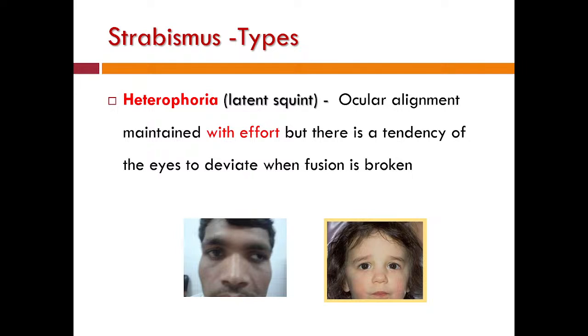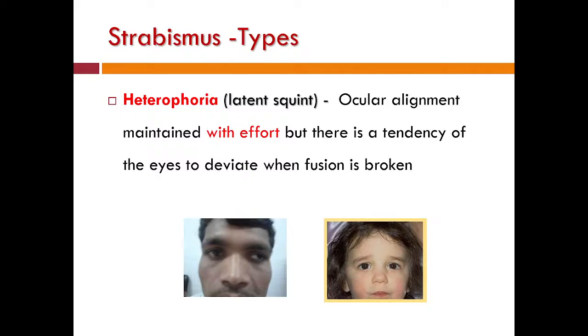You cover it, uncover it, cover it, uncover it. You are breaking the fusion by covering the eye, so the eye has a tendency to deviate. It will move out, exo or eso. When you uncover the eye, you find this eye can make a movement to take up fixation, because the patient still has ocular alignment when you are not breaking the fusion. That is called heterophoria or latent squint. I hope I made it clear.